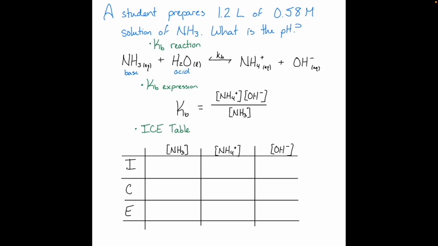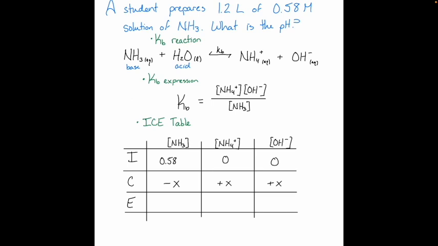All right, so if I'm just going to leave it in concentration, my initial is 0.58. 0 for my products. What's going to go in the change box for the reactant? Minus X, and for the products will be plus X.